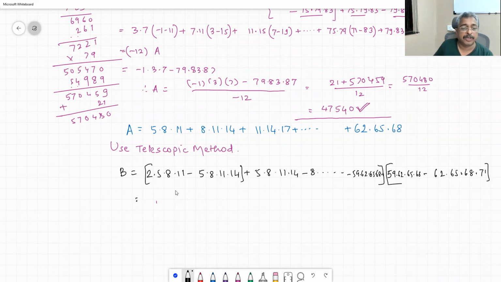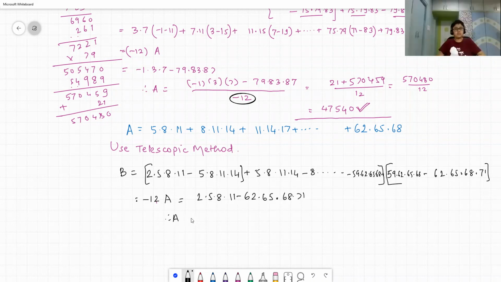Okay, and you will observe that 2 minus 14, minus 12 will come out common again. Now it is a coincidence that this is minus 12 and this is minus 12, because 4 into 3 is minus 12, opposite of that is minus 12, and 3 into 4, opposite of that is also minus 12. So this comes out to be equal to A, but is also equal to 2 into 5 into 8 into 11 minus 62 into 65 into 68 into 71, and therefore you can find out A, whatever that is.